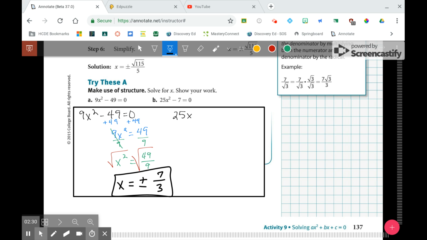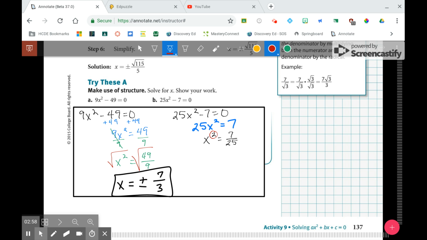So 25x squared minus 7 equals 0. It's going to be the same process. Move the constant, divide by the number in front, take the square root. You're going to be doing that every time with solving. So we now have 25x squared equals 7, because I added the 7. Now I'm going to divide by 25. So now we have x squared equals 7 divided by 25.